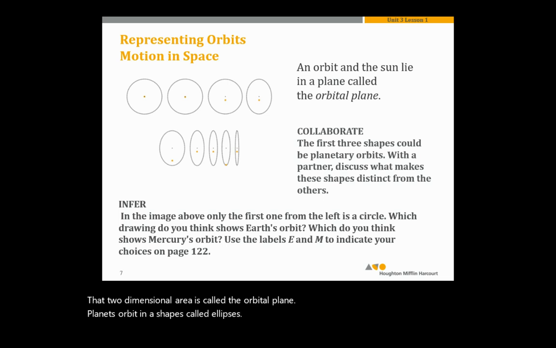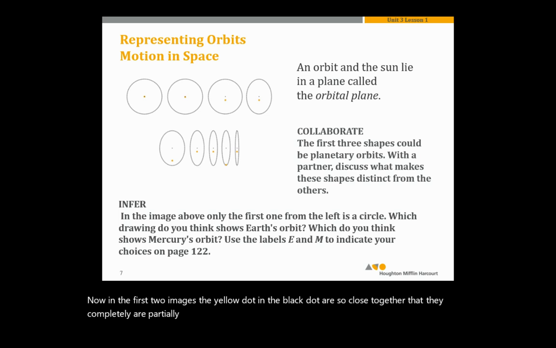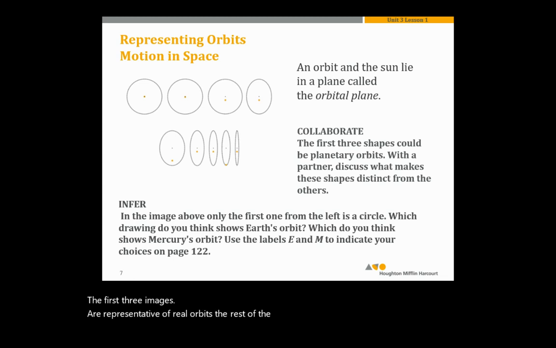On these images, the sun is represented by a yellow dot, and the center of the orbit is represented by a black dot. Now, in the first two images, the yellow dot and the black dot are so close together that they completely or partially overlap. The first three images are representative of real orbits. The rest of the images are too elongated, or the sun is in the wrong place for these to actually be orbits.